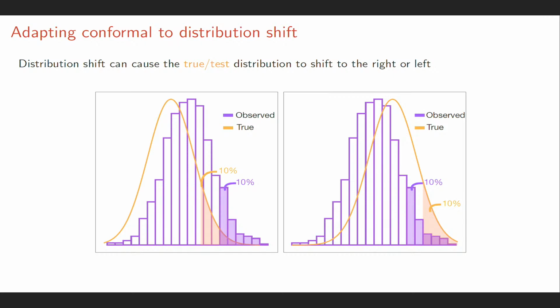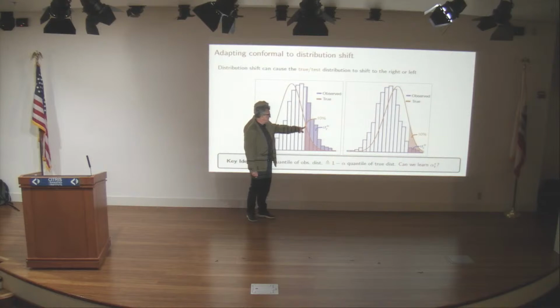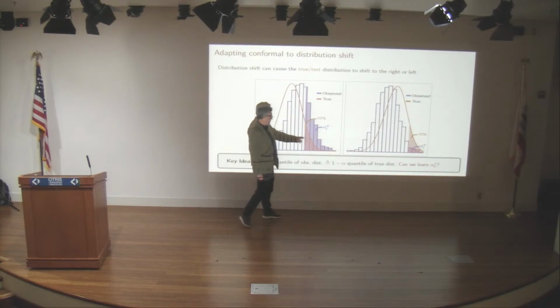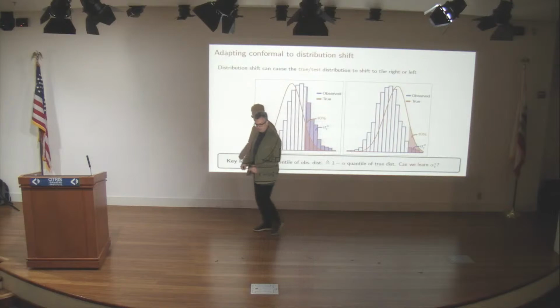But however it's shifting, what I'm saying is that I want 90% coverage, so I want to find the 10% of this thing. So what I'm saying is that the 90th percentile of the red curve, what percentile is it of the purple histogram? See, that's the thing. If I knew the 90th percentile of the red curve, is it the 80th percentile of the purple histogram, the one I observe, or is it the 5th percentile? If I knew this, then I would know how to build perfect prediction intervals. Of course, I don't know it, but can we learn it?